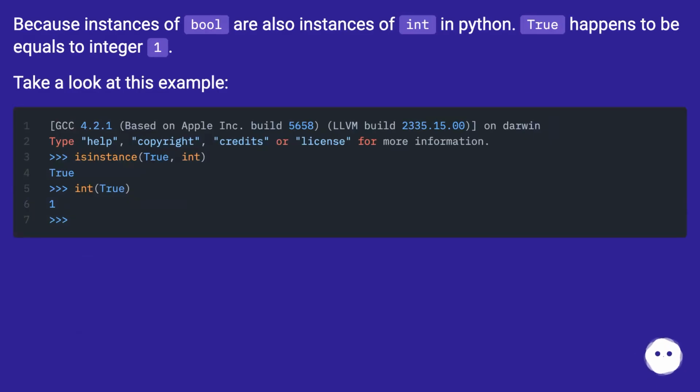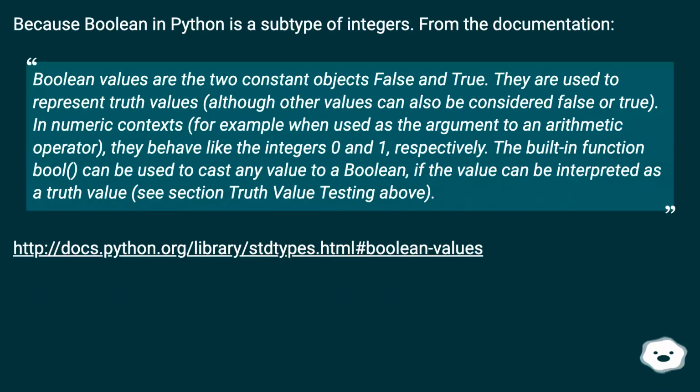Because instances of bool are also instances of int in Python. True happens to be equal to integer 1. Take a look at this example. Because Boolean in Python is a subtype of integers.